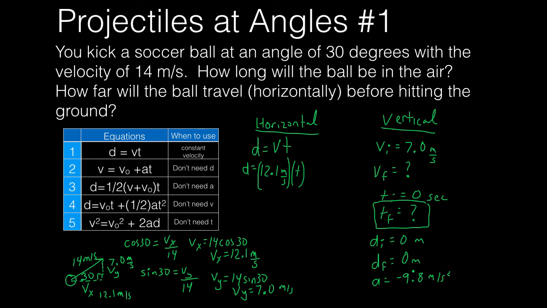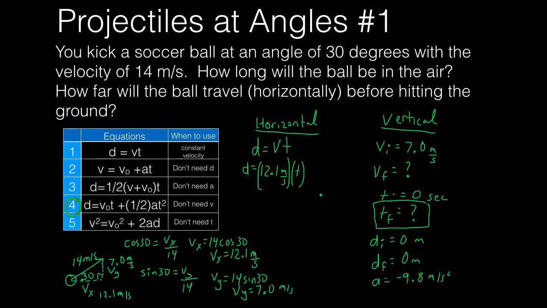Now that we have everything listed that was given, we can pick an equation that helps us solve for time. We can't use equation number 1 in the vertical direction because our velocity is not constant. Equation number 2 doesn't have a displacement, and we don't know final velocity. Equation number 3 has the final velocity, and we don't know that, and we don't know time. So we're going to use equation number 4 again. That's kind of our go-to equation.